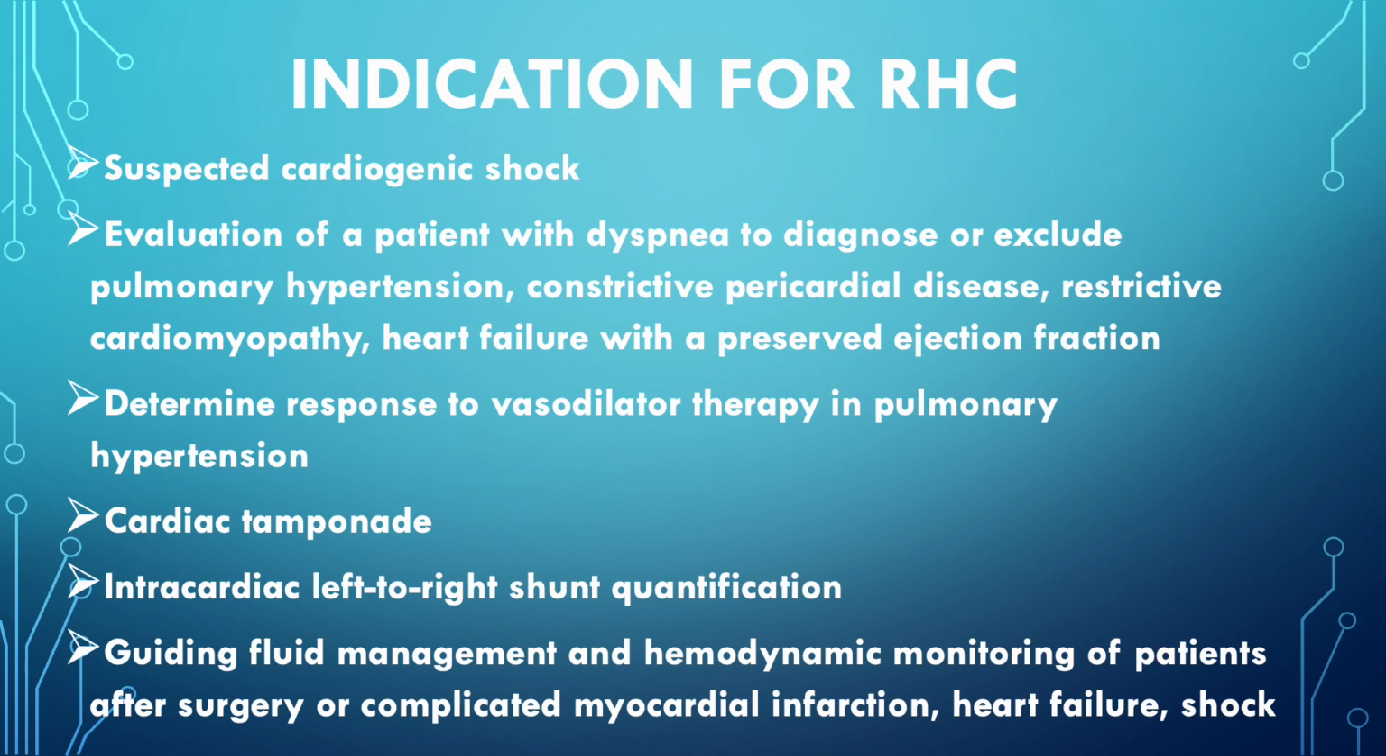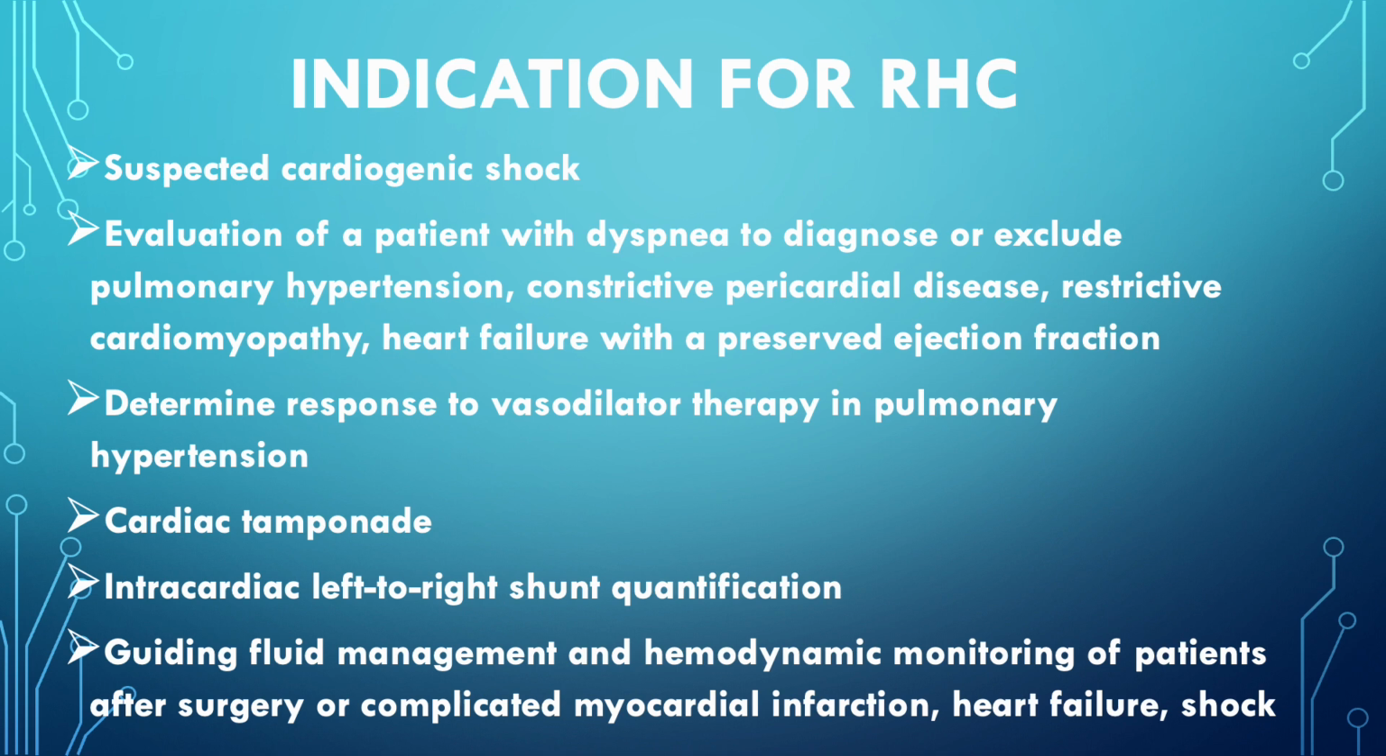So why do we do right heart cath? The first indication, which is very important, is cardiogenic shock. If there is a patient with cardiogenic shock, we need to have access to know what's happening in the right heart, and this will reflect a lot of things and speed up the treatment options for the patients.